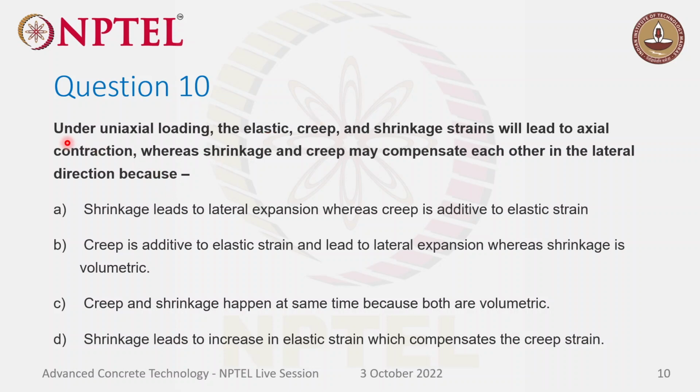So we know that under uniaxial loading, the elastic, creep and shrinkage strains will lead to axial contraction because of the loss of moisture. Okay, and then rearrangement of the hydrates as well. Whereas shrinkage and creep may compensate each other in the lateral direction, not in the longitudinal direction. I'm speaking about the lateral one. Because why?